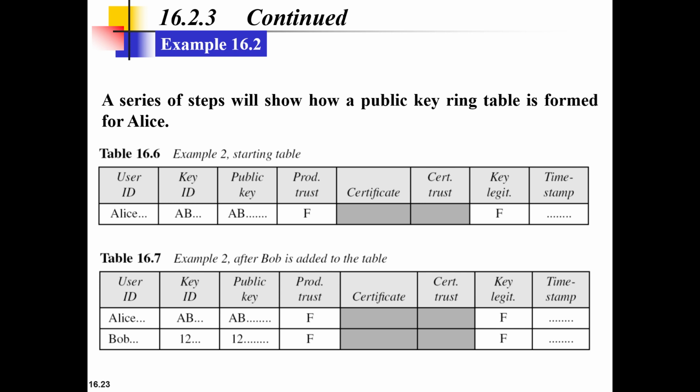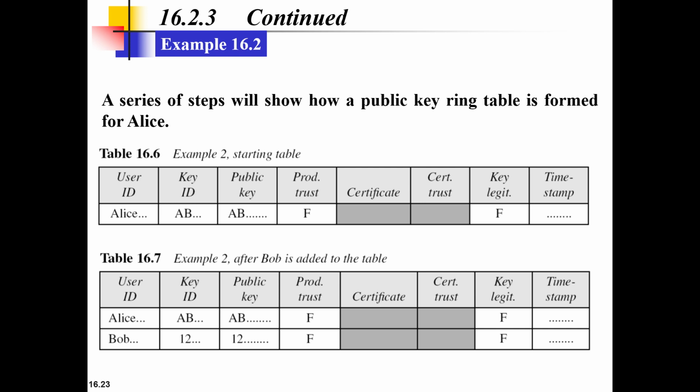Alice fully trusts Bob, but to obtain the public key, she asks Bob to send the public key by email as well as his fingerprint. Alice then calls Bob to check the fingerprint. Table 16.7 shows this new event. Note that the value of producer trust is full for Bob because Alice fully trusts Bob. The value of the certificate field is empty, which shows that this key has been received indirectly and not by a certificate.